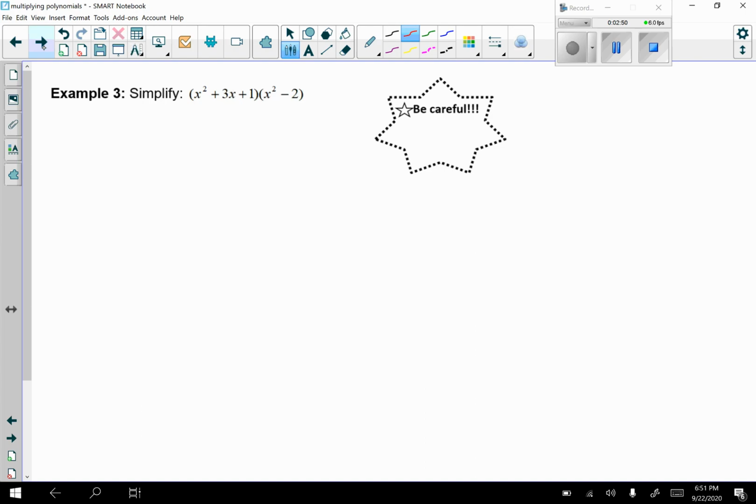The last example here, we're going to do x squared plus 3x plus 1 times x squared minus 2x. And there's a little reminder here for us to be careful, and this is our second difference, or the second slight change we're going to make with the box method. We're going to use a placeholder. So notice in my second parentheses here, I skip over the linear term. It goes right from x squared to a constant.